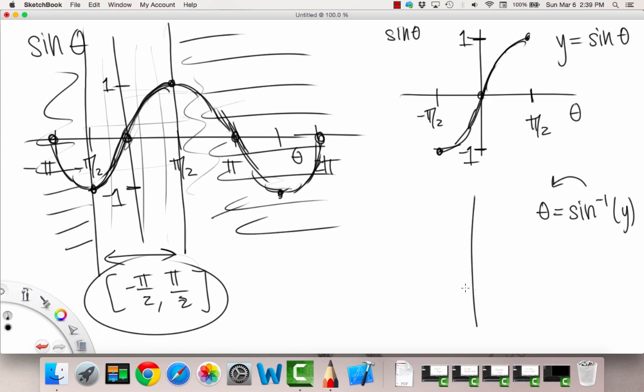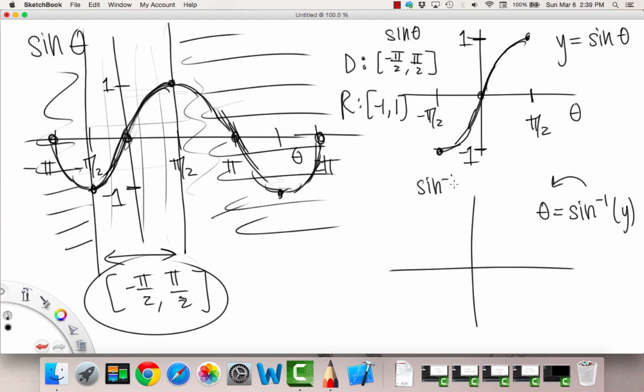And the graph is actually going to look like the following. So the domain for our sine, because we had to restrict the domain, is going to be negative pi over 2 up to pi over 2. And our output, our range, ranges from negative 1 up to positive 1. Okay? So for our inverse sine graph, this is what we're going to have.